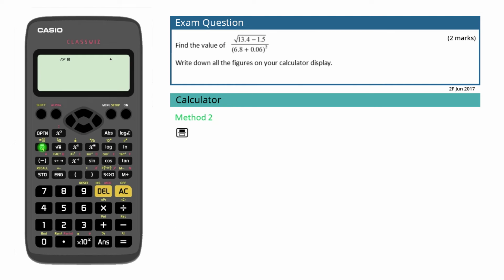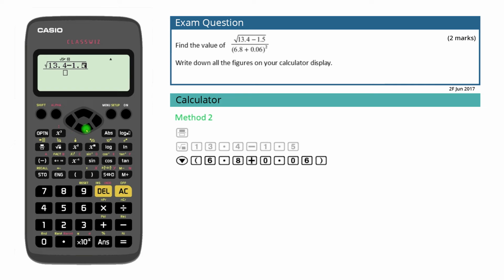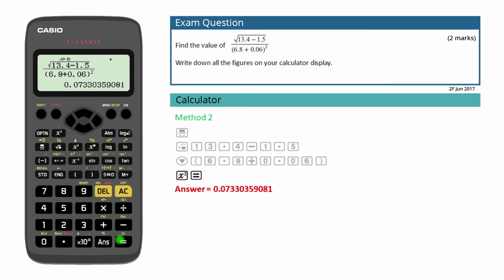The second method is to calculate the whole fraction together. To do this, press the fraction key and first enter the numerator. Press the square root key and enter 13.4 minus 1.5. Now scroll down to the denominator. Open the bracket and enter 6.8 plus 0.06. Close the bracket and press the x squared key to square the bracket. You can then press equals to find the answer.